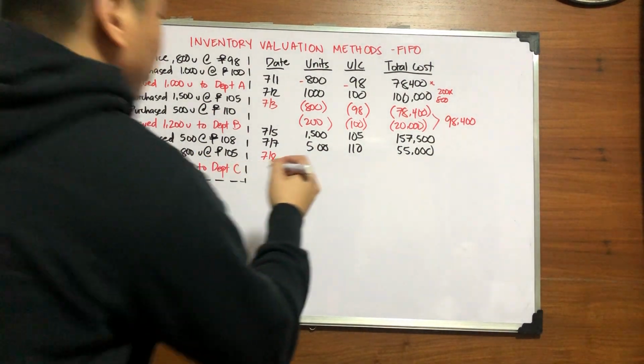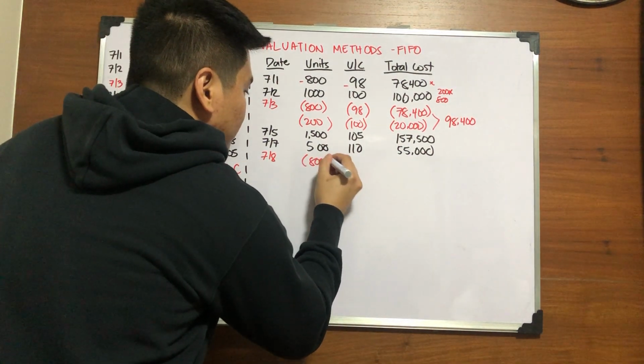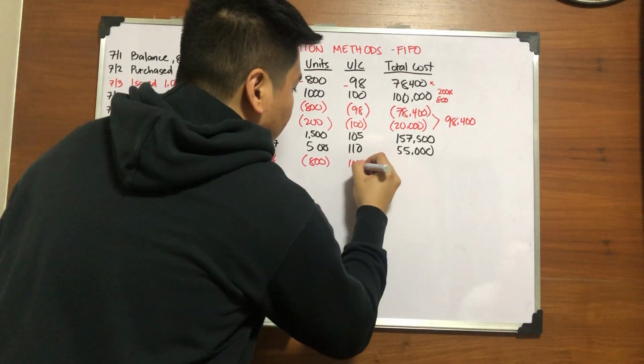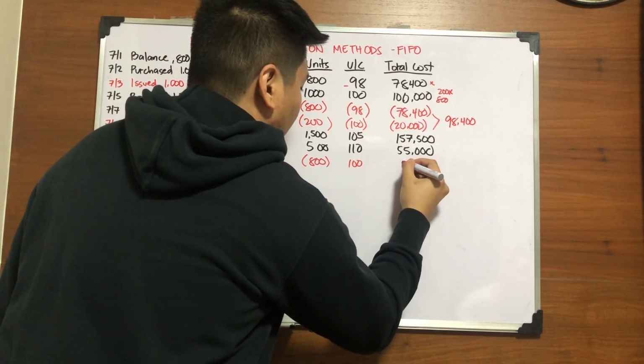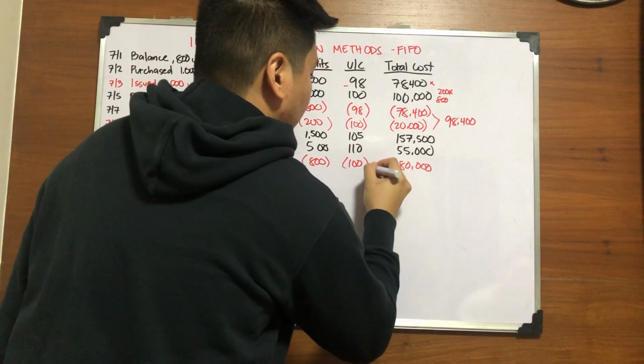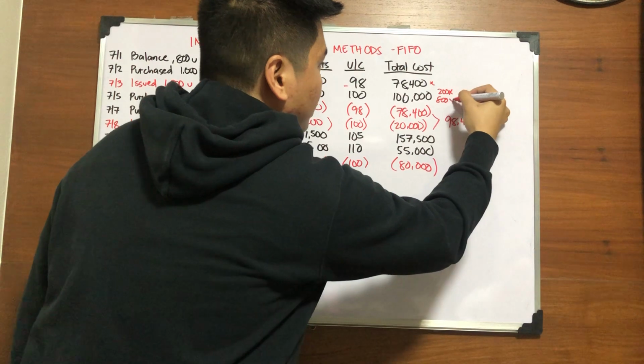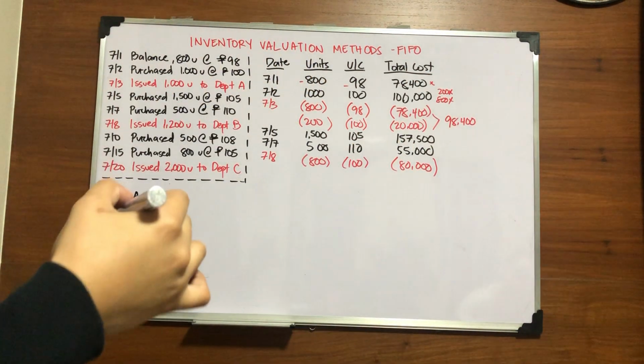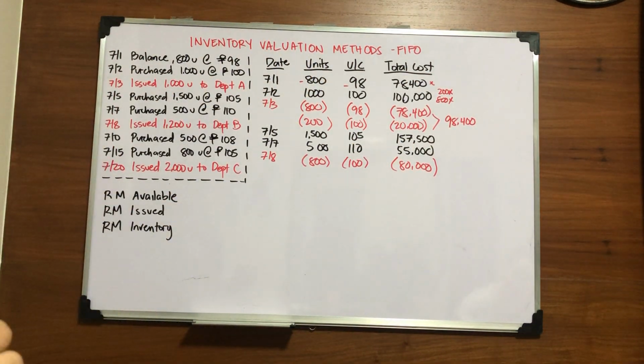Okay. So we put here 800 at a unit cost of 100. That would give us 80,000. Okay. So let's already cross this out. And we still need 400 units.